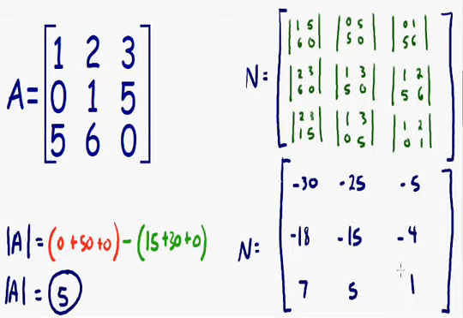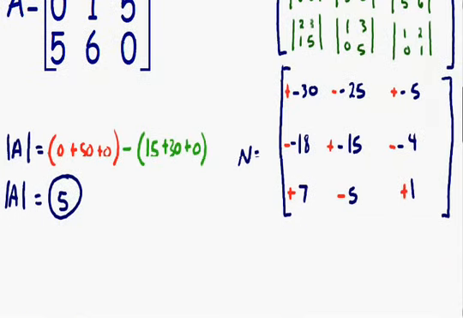So now we have replaced our matrix N with the determinants of all these 2 by 2 matrices. So moving on to our next step, we need to alternate positive and negative signs in our matrix. So if we start in the top left position, we'll start with a positive sign. Then we've got to alternate to a negative, positive, negative, positive, negative, positive, negative, and positive.